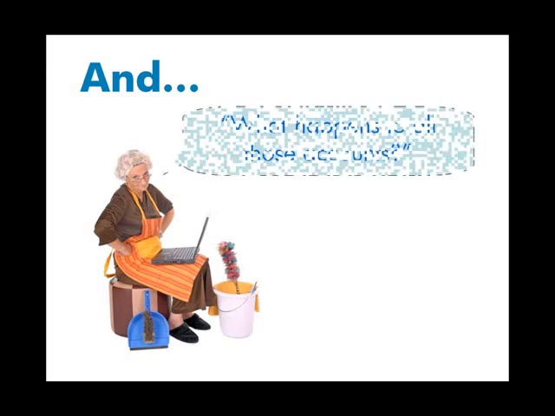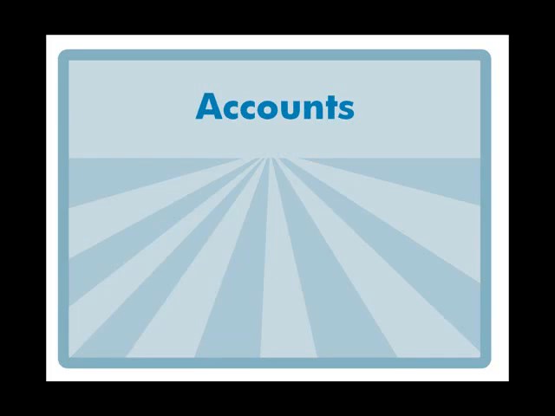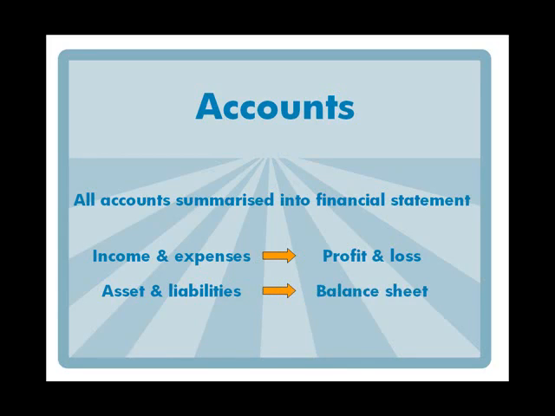Molly asks, what then happens to the individual bookkeeping accounts, such as the bank account or the postage and stationery account? Everything that's gone into them or been taken out of them gets added up, and then the totals get summarised into the business's financial statements, which consist of 2 basic pages. All the income and expense accounts go into a page called the profit and loss account, and all the assets and liabilities go into a page called the balance sheet.